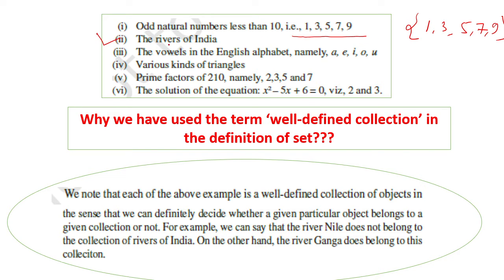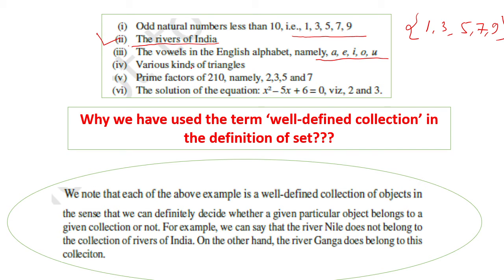Next, the rivers of India. You can collect the names of the rivers of India because there are a limited number of rivers in India, and I can also collect the same rivers. Third, the vowels in the English alphabet: A, E, I, O, U. This is fixed for you and also fixed for me.